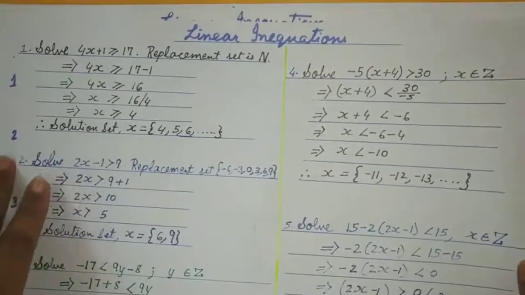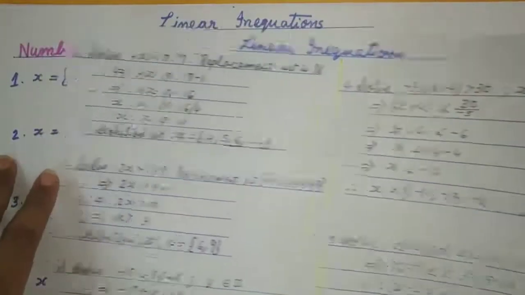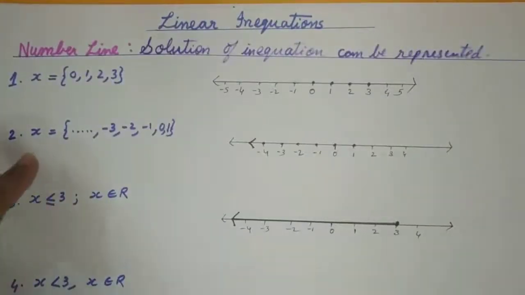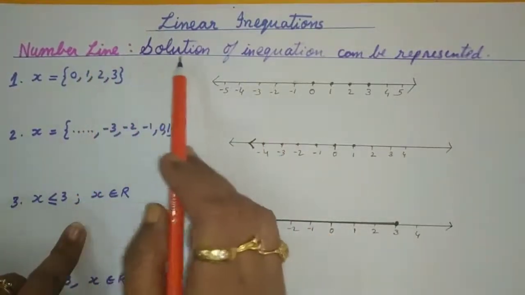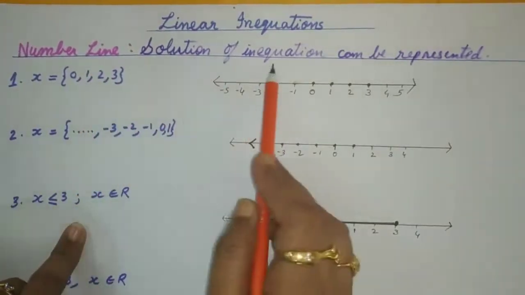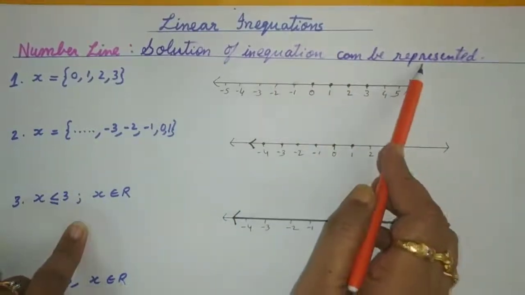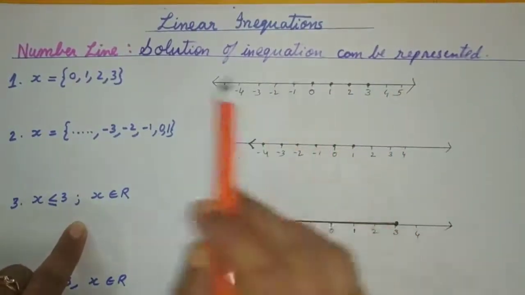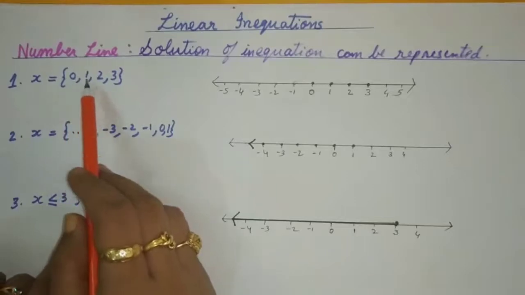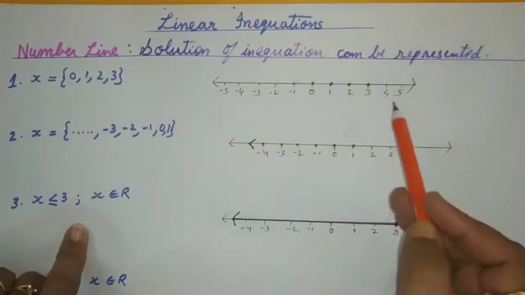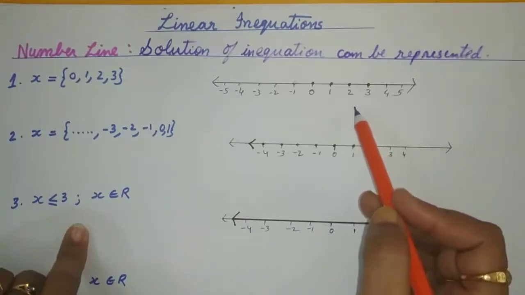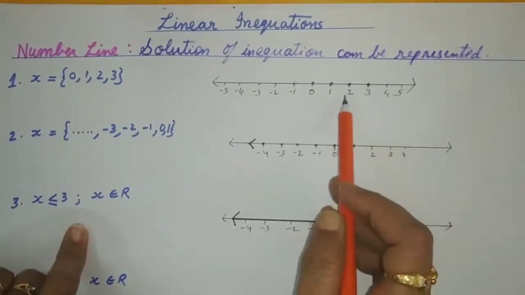Now, after finding the solution set, your next step is representing them on the number line. That is, the solution of inequations can be represented on a number line. Suppose the solution set is 0, 1, 2, 3. Then you draw the number line. I'm sure you all have done integers in standard 6 and you know how to draw the number line.